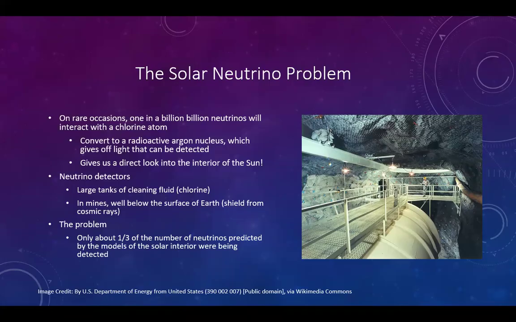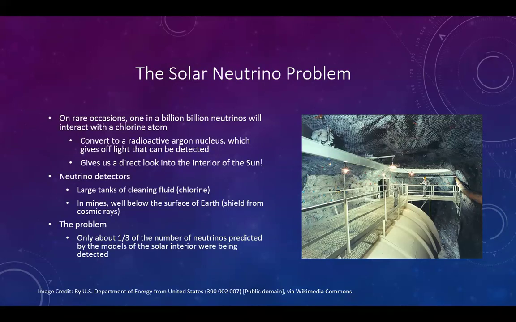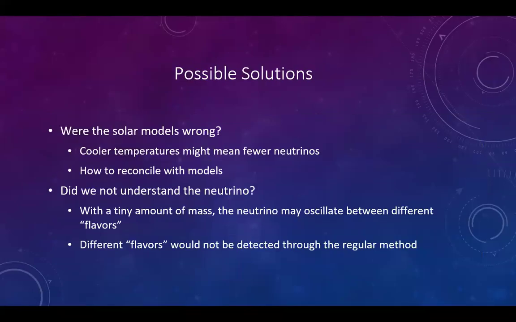So there were some experiments in Japan that first showed that neutrinos could change form. And then there was an experiment that detected all neutrinos. And that found that we were detecting all neutrinos and our models of the sun were correct.